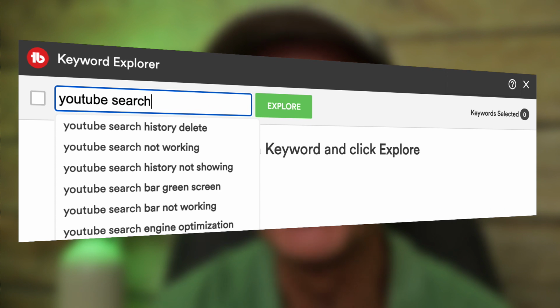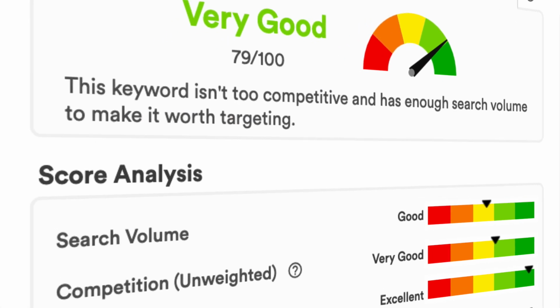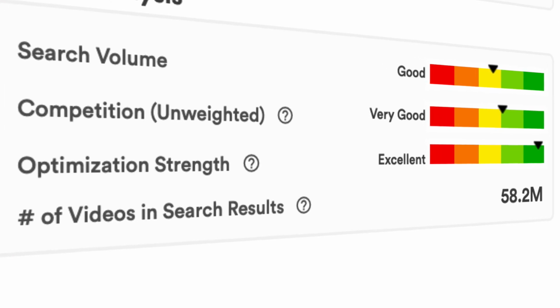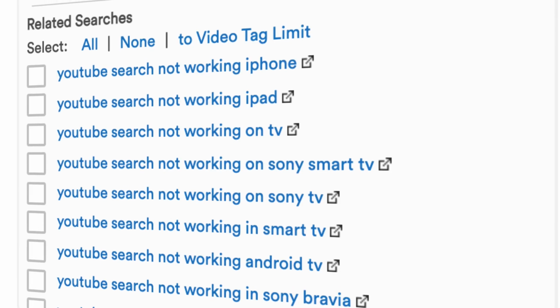So if I enter YouTube search into Keyword Explorer, one of the suggestions is YouTube search not working. So if I click on that, the keyword score is 79 out of 100, which is very good. This means the keyword isn't too competitive and has enough search volume to make it worth targeting. Under score analysis, the search volume is good, the competition is very good, the optimization strength is excellent, and the number of videos and search results is 58.2 million. I'll check out the competition later to see if the search phrase is worth targeting. I've also got other related searches here on the right.